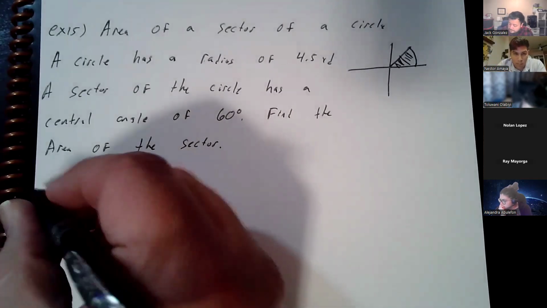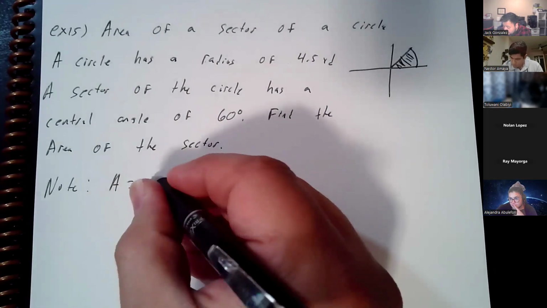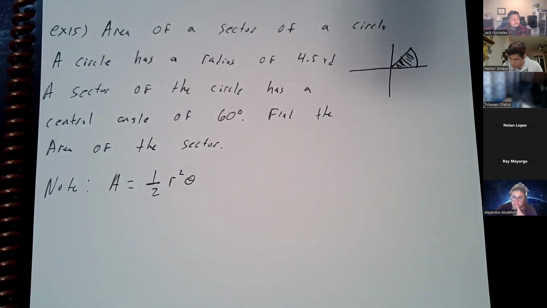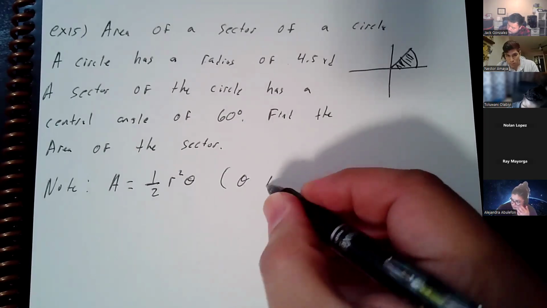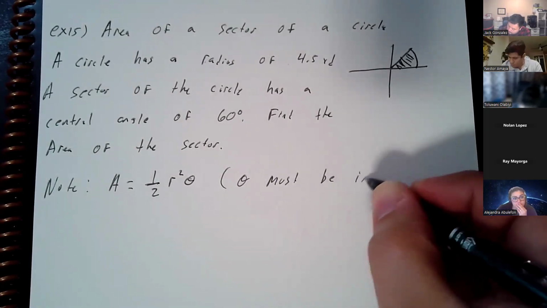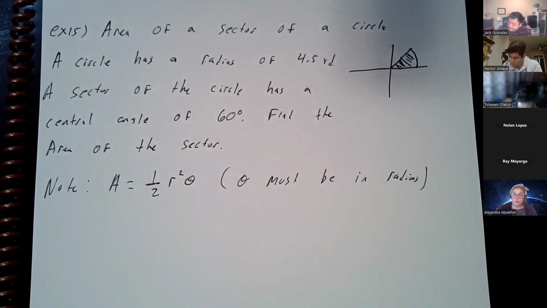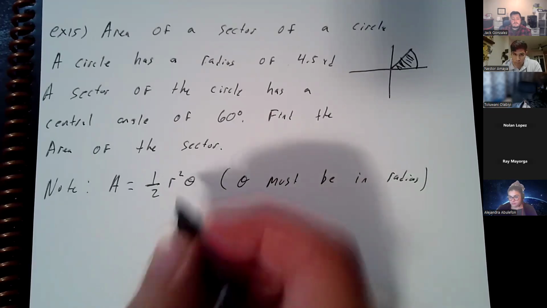Okay, so here's the formula that you need. Area of the sector is equal to 1/2 r squared theta. Again, we need theta to be in radians, okay? Above the radius is what? Is that a 2? Yeah, r squared times theta. Gotcha.